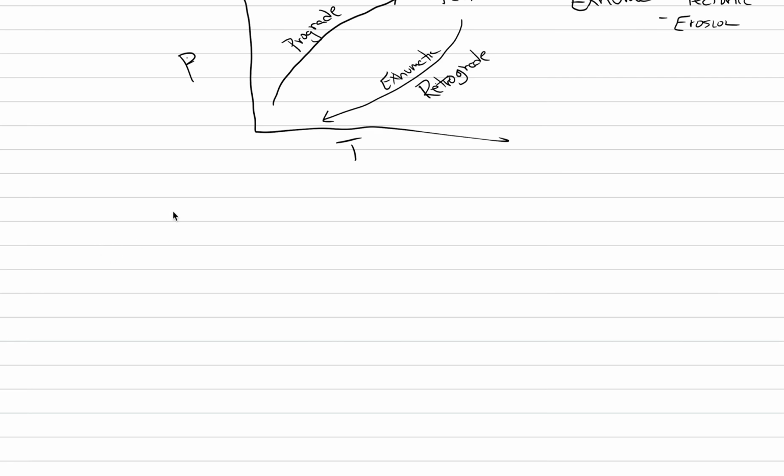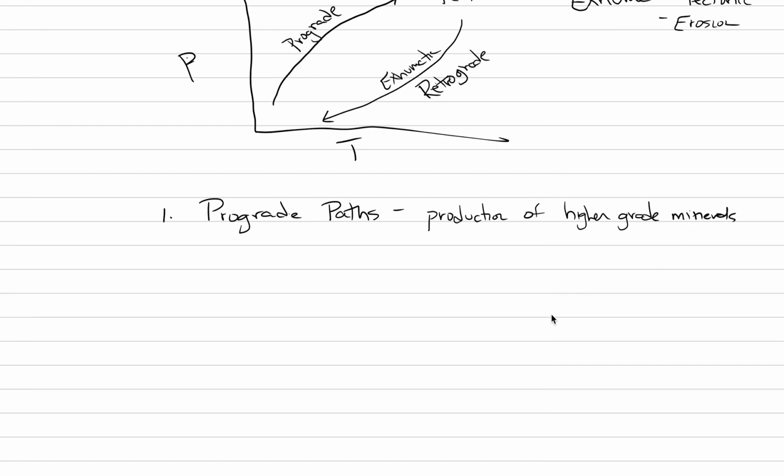So what we're going to do, let's first talk about the prograde paths. There's a couple important things about prograde paths, and that is that the PT conditions are always producing higher grade minerals. So let's say this is the production of higher grade minerals.